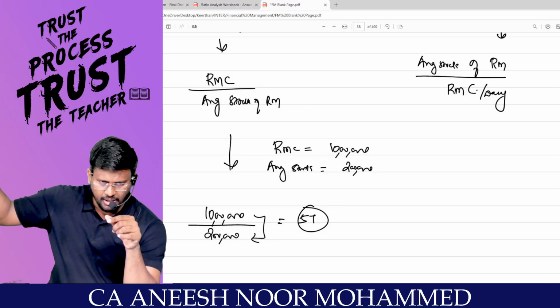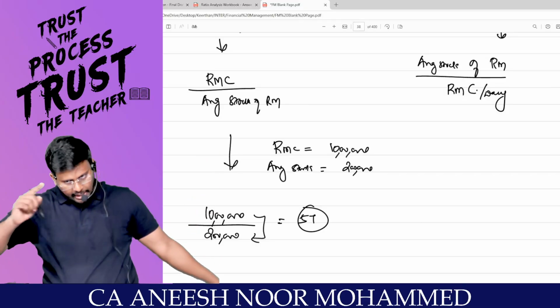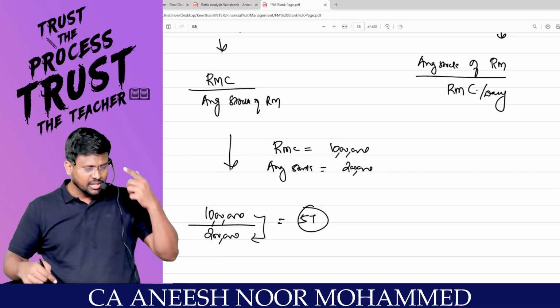That is, I purchased raw material and kept it in stores. Then it went out, in the sense that it went to the factory. Again, I purchased the raw material and kept it in stores. Second time, it goes out.